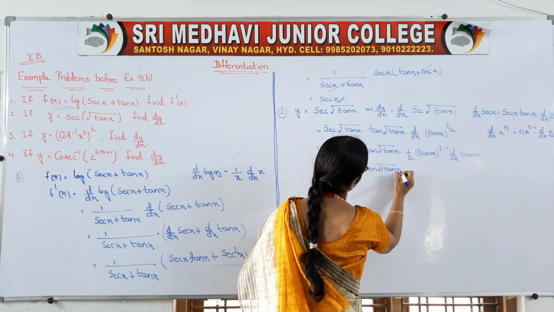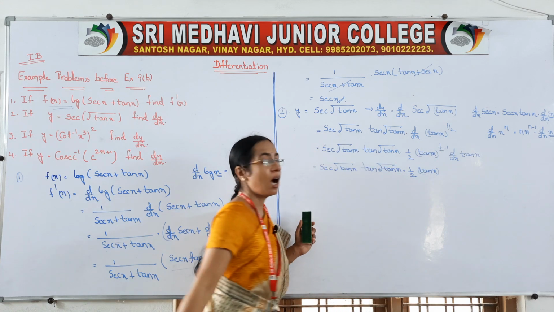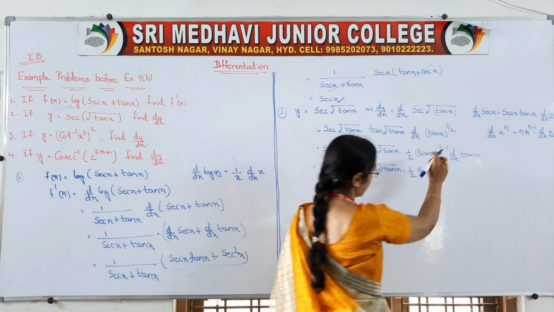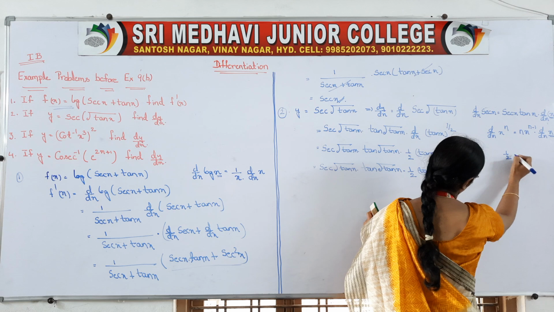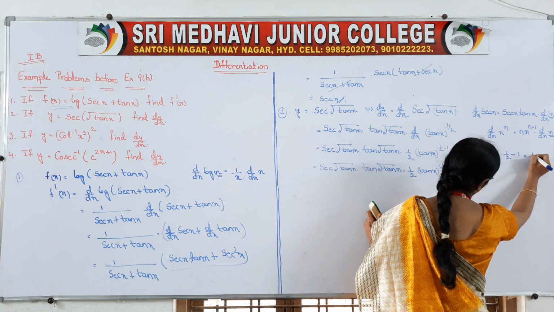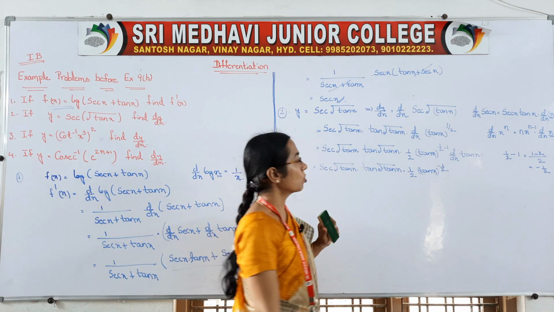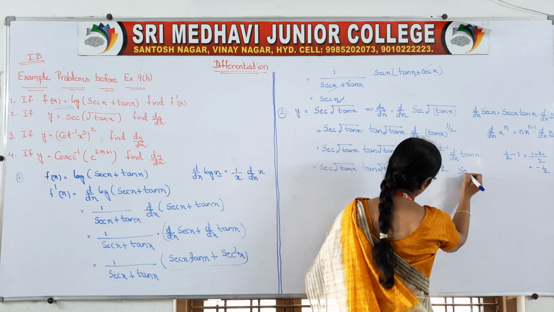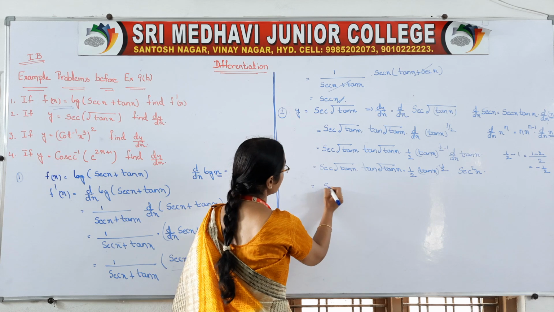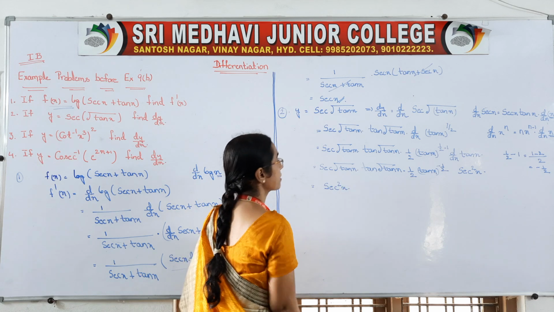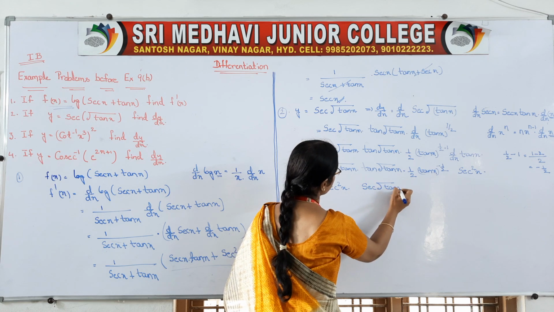So it is secant of root of tan x into tan of root of tan x into half into tan x to the power of half minus 1. Taking the LCM, 2, we get 1 minus 2, so it is minus 1 by 2. Now d by dx of tan x is secant square x. So we can write this as secant square x into secant of root tan x into tan of root tan x, into tan x to the power of minus 1 by 2.